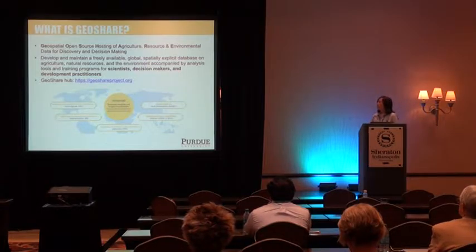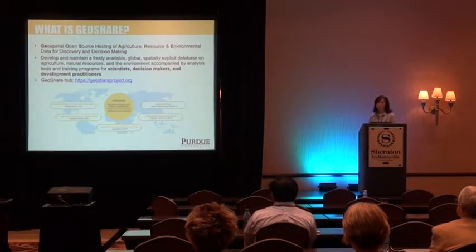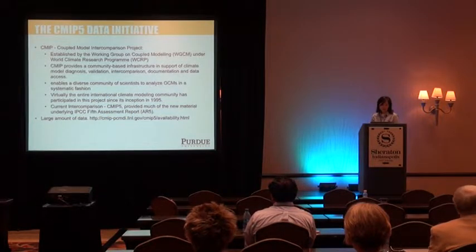The system has been developed using the HUBzero platform, and it's available at geoshareproject.org. The screenshot on the slide shows how the project is organized. There's a central node at Purdue that's hosting the GeoShare cyber infrastructure, and there are 5 data nodes that are distributed across the globe. The CMIP5 data aggregator was one of the tools we developed for this GeoShare project.